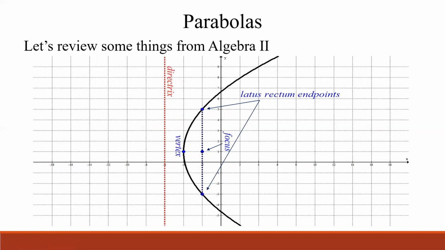Remember, in conic section land, we can also talk about parabolas that go right or left, and they have the exact same properties. So we have a vertex, focus, directrix, and the latus rectum endpoints.